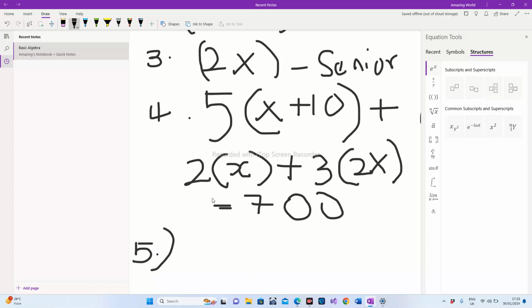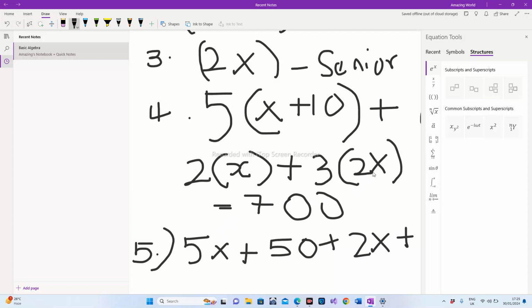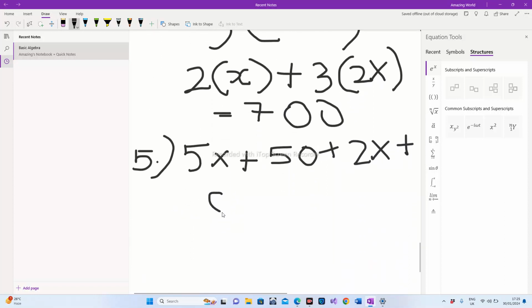So for our 5th exercise, we have 5 multiplied by x, we call that 5x, plus 5 times 10 will give us 50, plus 2 times x would give us 2x, plus 3 times 2x will give us 6x. Sorry, let me write this properly. So that is 6x, and we said it totaled 700.